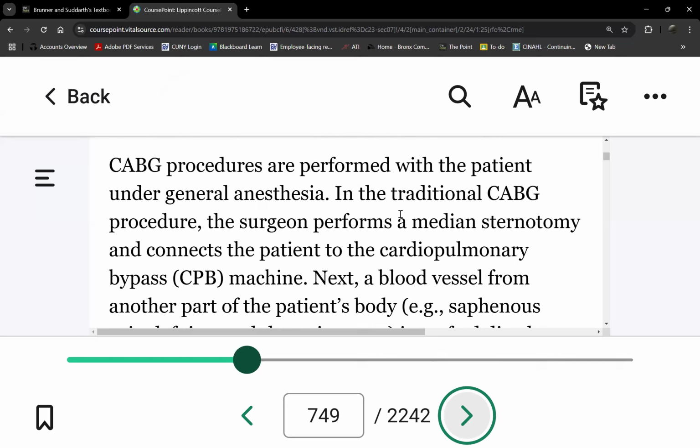If it's arterial, we use the mammary artery, which is already connected to the aorta. So we don't have to connect anything to the aorta. All we do is take it out of the breast muscle and put it into the coronary artery. Okay? But of course, because it's an artery, there's more bleeding if that was the procedure. When you take out an artery, more bleeding, right? So more blood loss. Whereas if it's a vein, less blood loss.